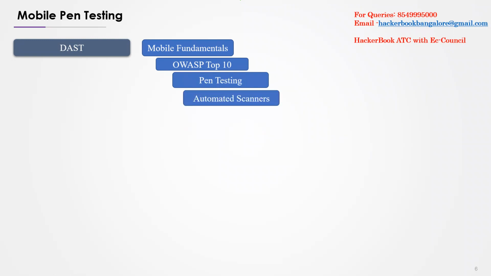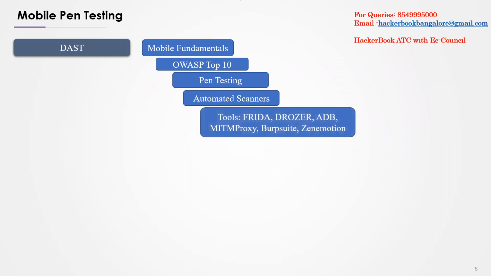Then what are the different kinds of automated scanners? Like AppScan, MobSF, and even WebInspect. All these tools can be used. Some of the tools are applicable for both web and mobile, so we are going to scan with those tools.